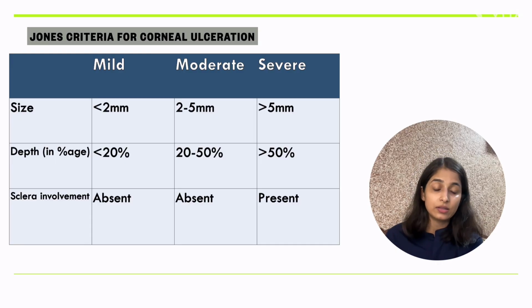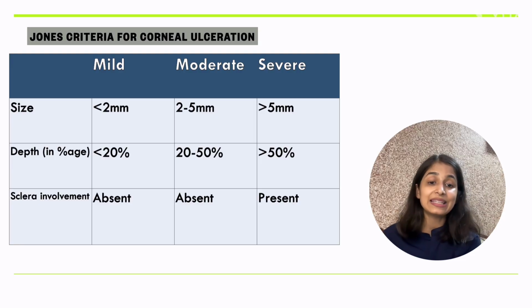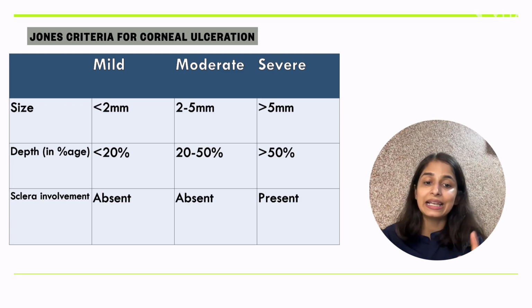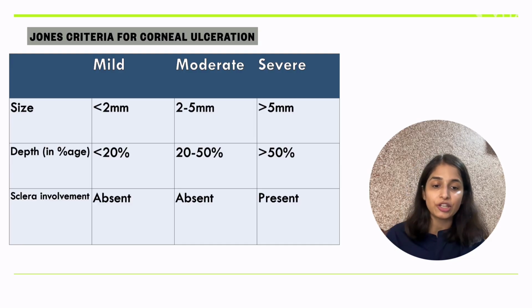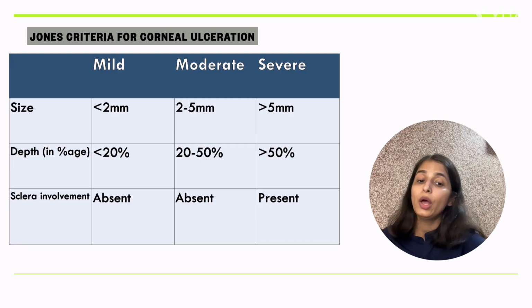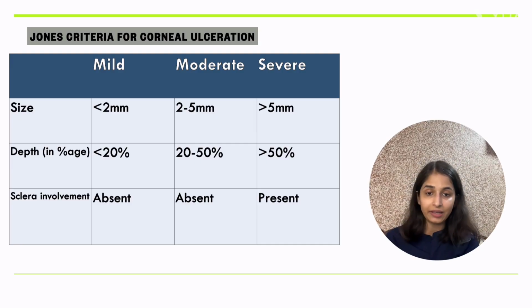And a severe corneal ulcer is larger than 5 millimeters, extends beyond 50% of the corneal thickness, and involves the sclera. This grading is clinically useful because increasing size and depth indicate a higher risk of stromal melt, perforation, visual axis involvement, and poor visual outcome. However, location, rate of progression, anterior chamber reaction, hypopyon, and impending perforation should also be considered while assessing the severity.